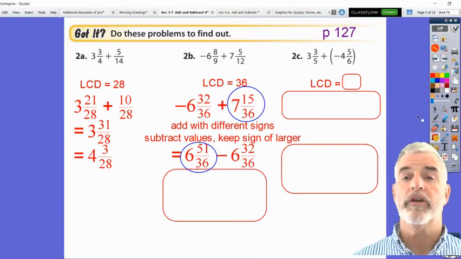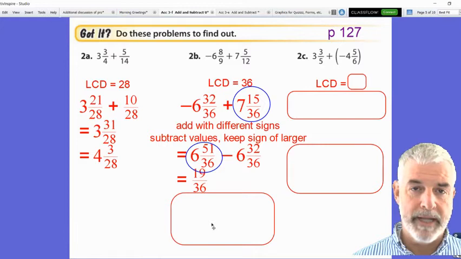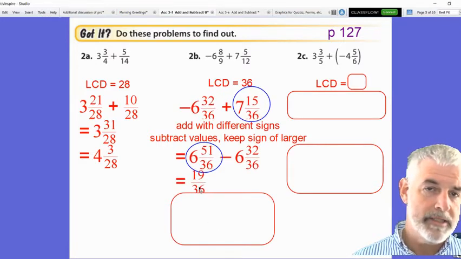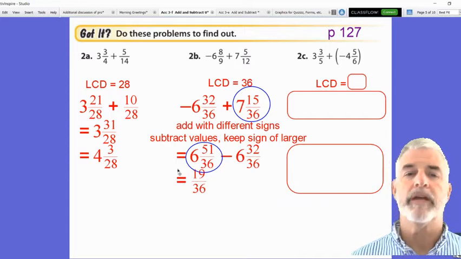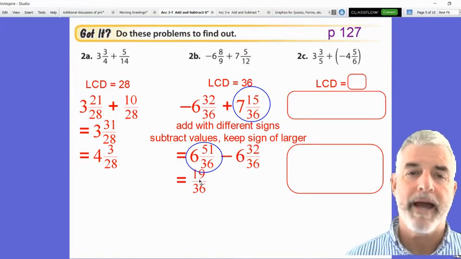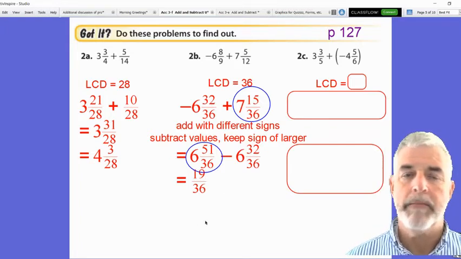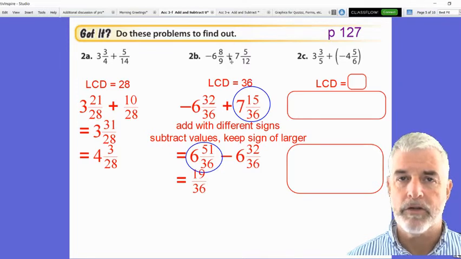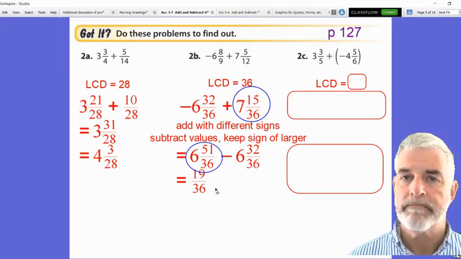Okay, so now I can do this 6 and 51/36 minus 6 and 32/36. 6 minus 6 is 0, so there's no whole number part. And 51 minus 32 is 19. So my answer is 19/36. That cannot be simplified because 19 is prime. And it is almost exactly a half, right? 18/36 would be 1/2. So it matches my estimated answer for this problem, 19/36.